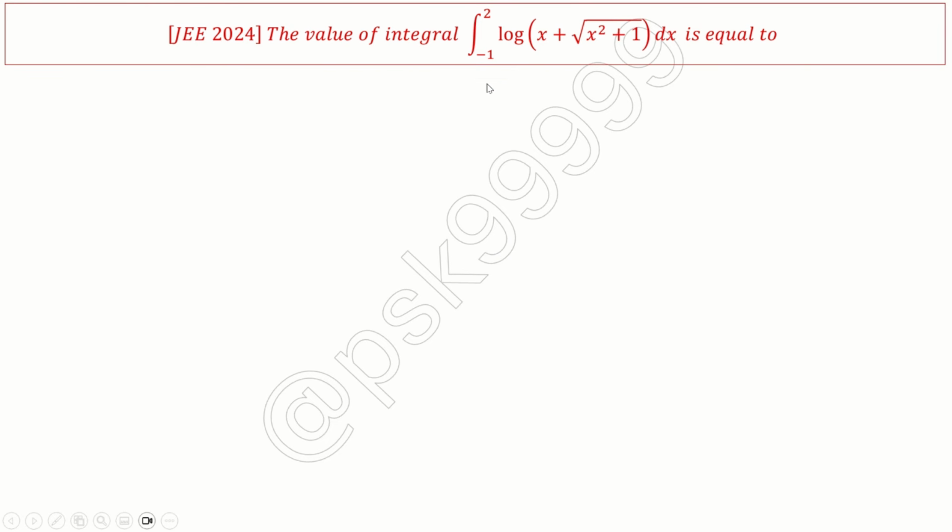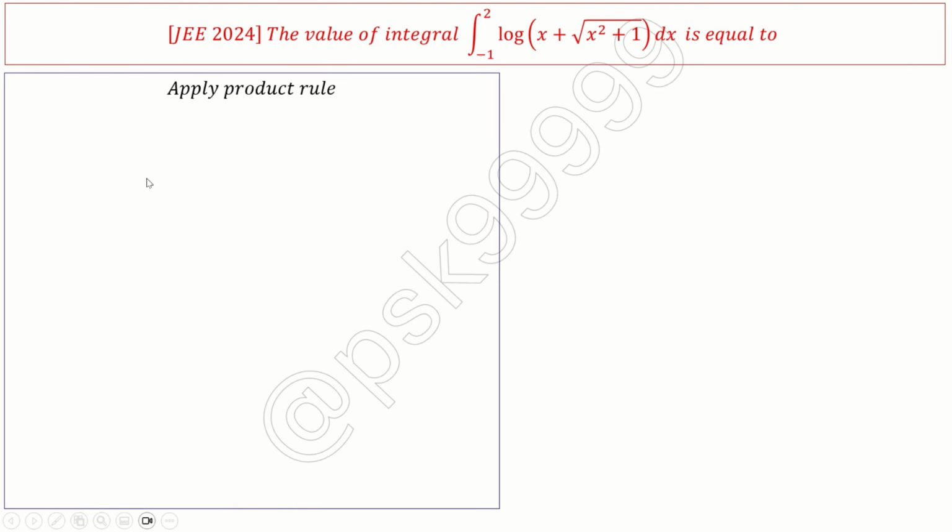The value of the integration from minus 1 to 2 of log of x plus square root of x square plus 1 dx is equal to. So the easy way of solving this one, if you don't remember any other formula, is this is nothing but sine hyperbolic inverse basically. But if you don't remember that, whenever you see logarithms, you solve using the product rule. That is the easy way. So f of x equals log of this one.